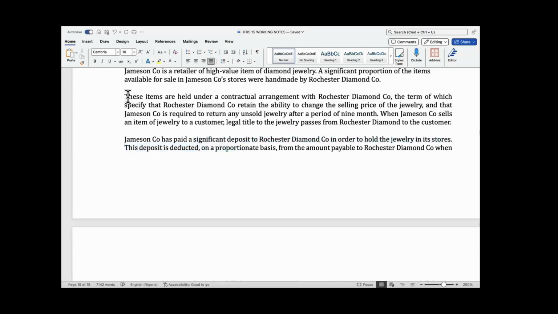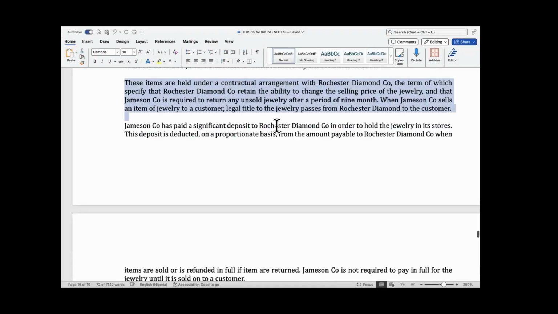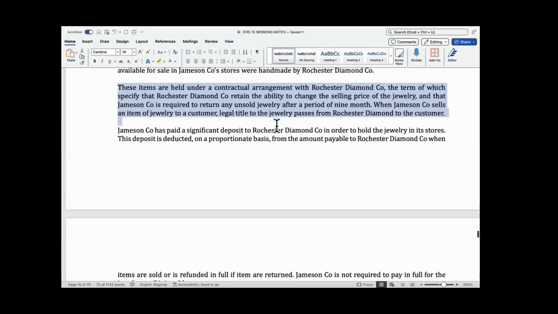Following from this paragraph, it shows that Rochester did not sell to Jameson, because Jameson is supposed to return any unsold goods, and it's even Rochester that determines the price. So it's not a sale, it's a consignment, and Rochester cannot recognize a sale. But now they are telling us that Jameson has paid a deposit in order to hold that jewelry in his store. So can you guys tell me how we can treat this deposit?